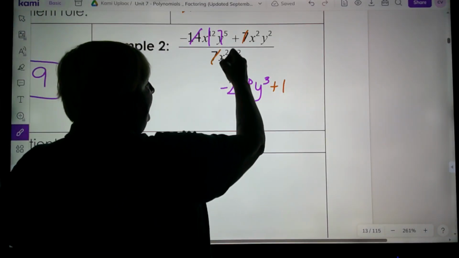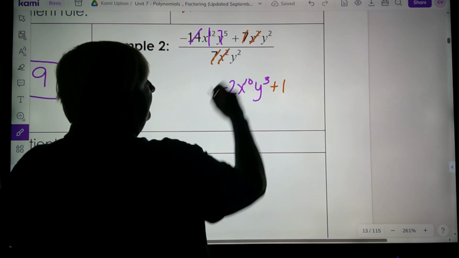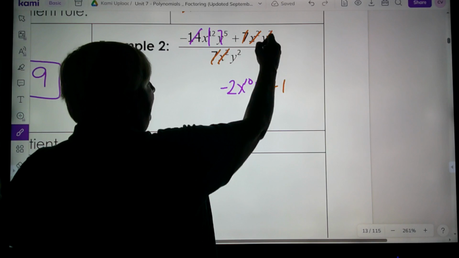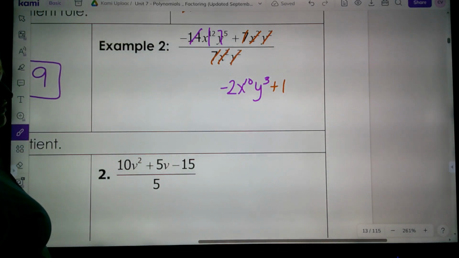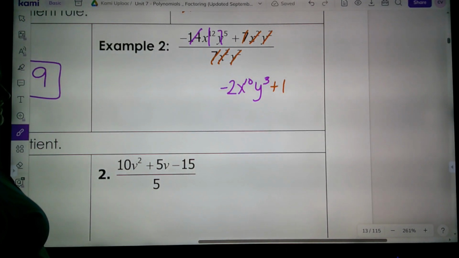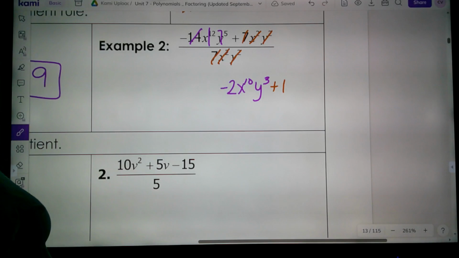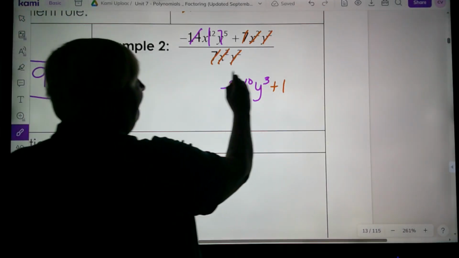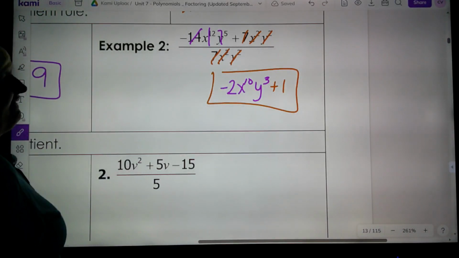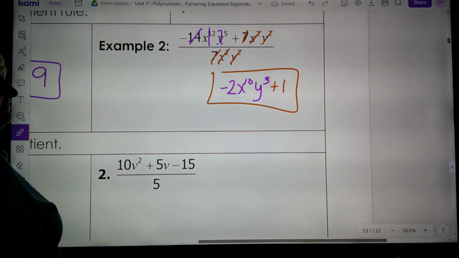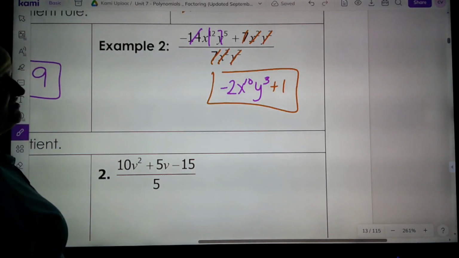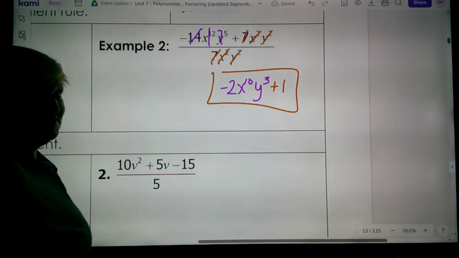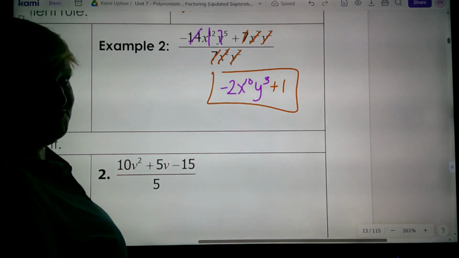x squared minus x squared cancels out. y squared minus y squared cancels out. So we're literally left with the invisible 1. That's it. Now, would the invisible 1 stay? It stays because there's nothing after it. So in this case, we actually had to write the invisible 1.